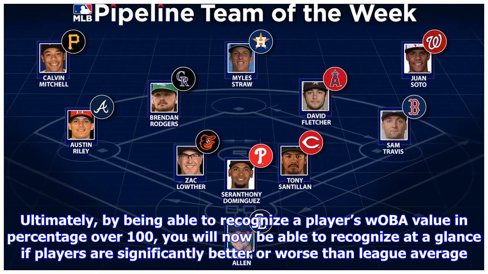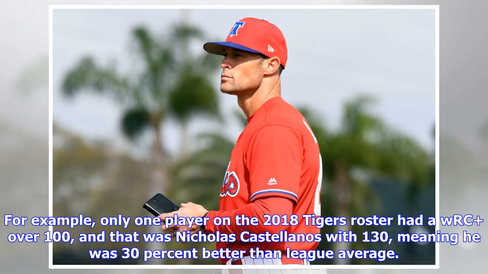Ultimately, by being able to recognize a player's wRC+ value in percentage over 100, you will now be able to recognize at a glance if players are significantly better or worse than league average. For example, only one player on the 2018 Tigers roster had a wRC+ over 100, and that was Nicholas Castellanos with 130, meaning he was 30% better than league average.